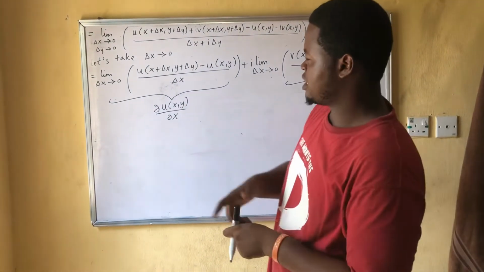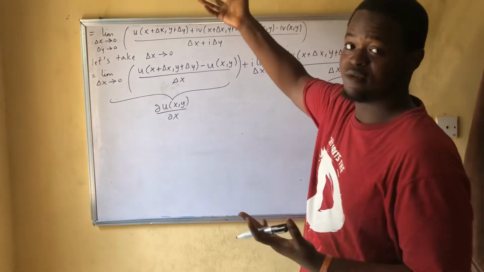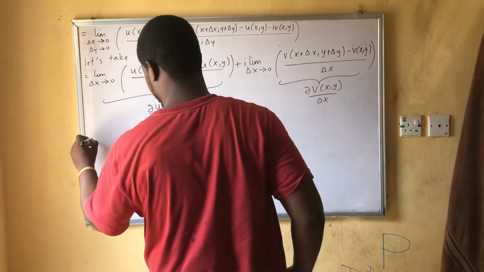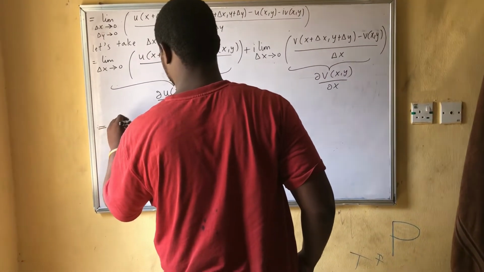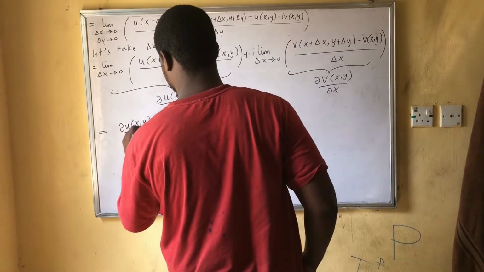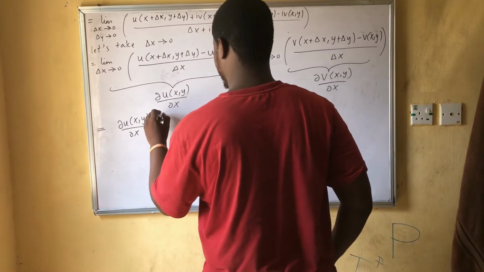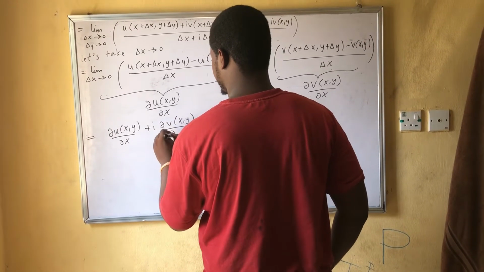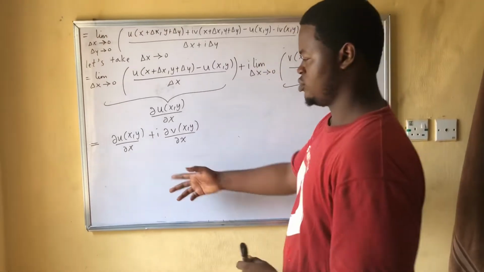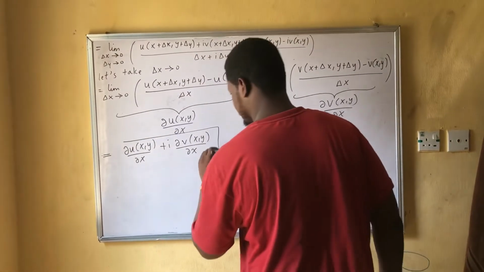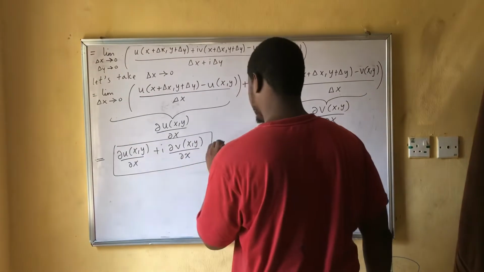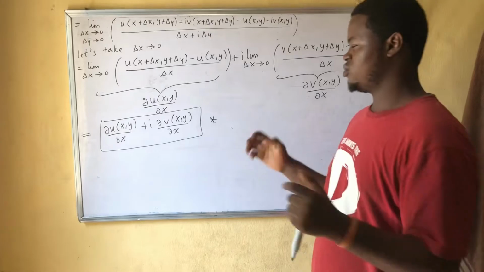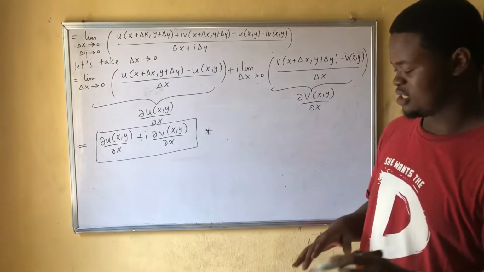So for this part, when we took the limit of the whole complex function with respect to x, we got partial u with respect to x plus i partial v with respect to x. This is what we got. So when we do the dy part, since they are equal, we equate them together and compare both sides, and we are done.